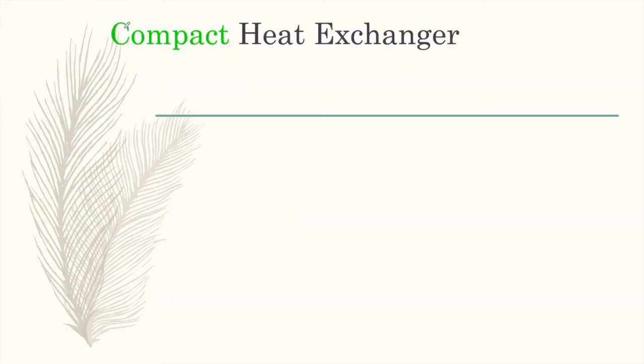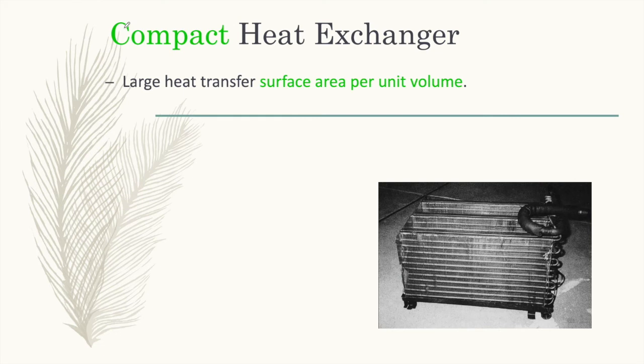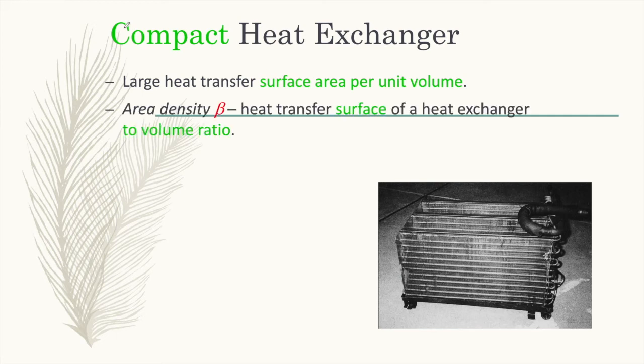So for the compact heat exchanger, there is a large heat transfer surface area per unit volume. The heat exchanger depends on the heat transfer area to perform the heat exchange mechanism. So it is represented by the area density. The area density is beta, the ratio of the heat transfer surface of the heat exchanger to its volume. So if the area density is higher, then your heat transfer will perform greater.